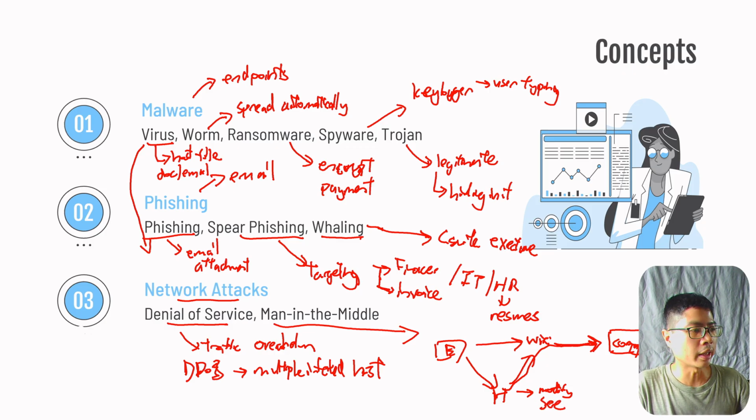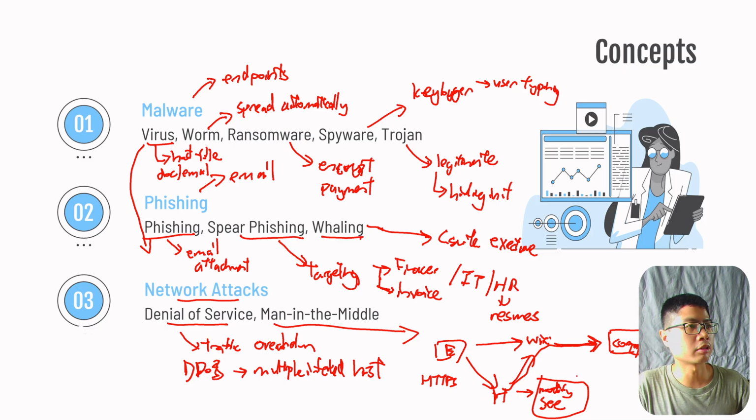And so this is man in the middle, and a lot of this has been mitigated by the use of HTTPS, which ensures that the traffic is encrypted, and the hacker cannot modify or see anything that the employee is doing.